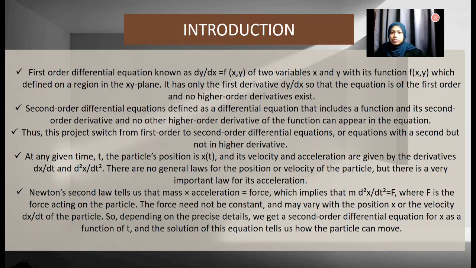There are no general laws for the position or velocity of the particles, but there is a very important law for its acceleration. Newton's second law tells us that mass times acceleration equals force, which implies that m d2x per dt2 equals F, where F is the force acting on the particle. The force need not be constant and may vary with the position x or the velocity dx per dt of the particle. Depending on the precise details, we can get a second order differential equation for x as a function of t, and the solution of this equation can tell us how the particle moves.